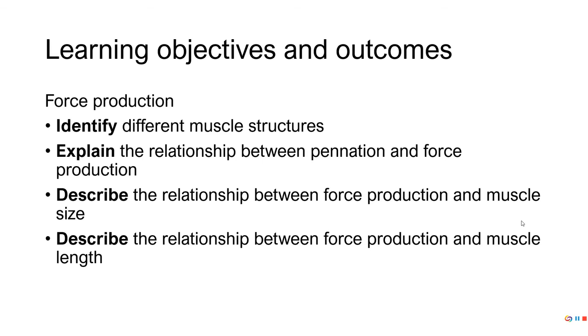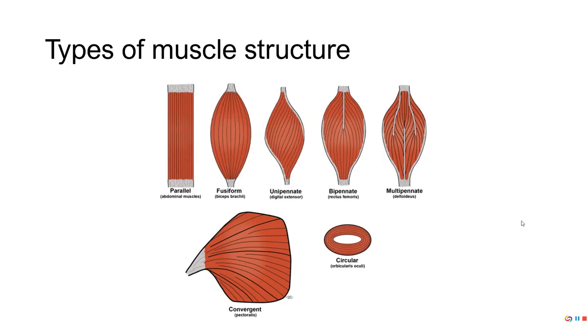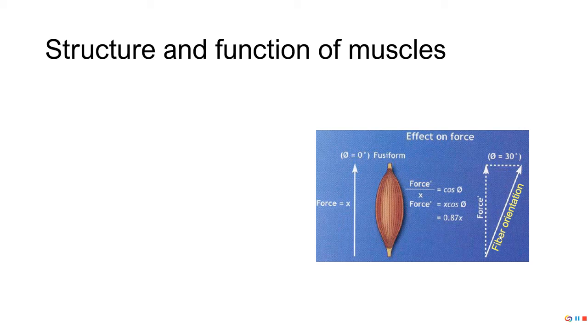Now, if you remember back to anatomy, there are several different types of muscle structure. We've got parallel, fusiform, pennate, convergent, circular, and bipennate, multipennate. And really what we're going to focus on right now are parallel and pennate. It's really important to know that the structure actually affects force production. We get back into physics and biomechanics here, and I'm going to try and simplify it.